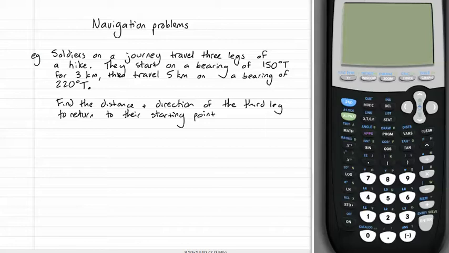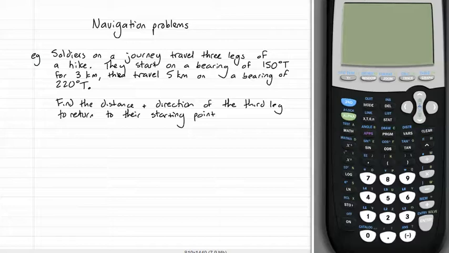We continue our look at navigation problems. This is one of the trickier sorts. Soldiers on a journey travel 3 legs of a hike. They start on a bearing of 150 degrees true for 3 kilometers, then another 5 kilometers on a new bearing of 220 degrees.